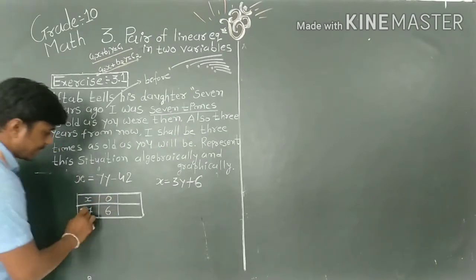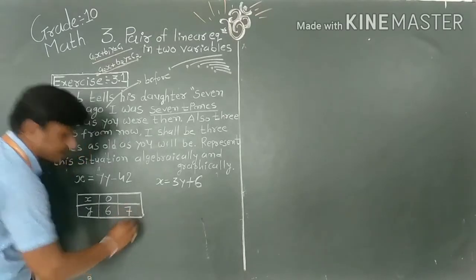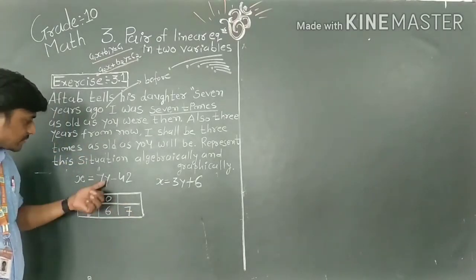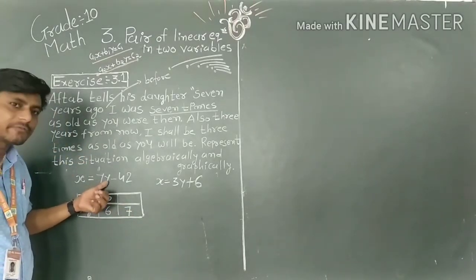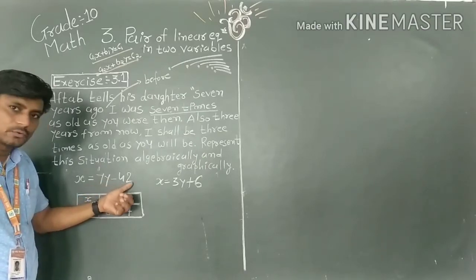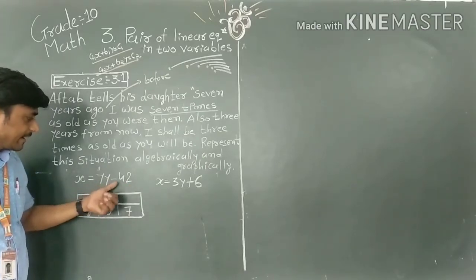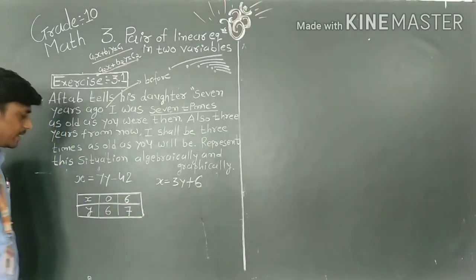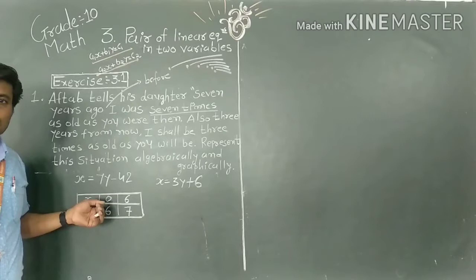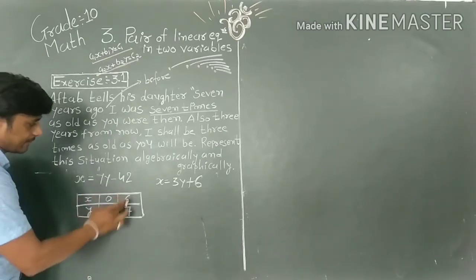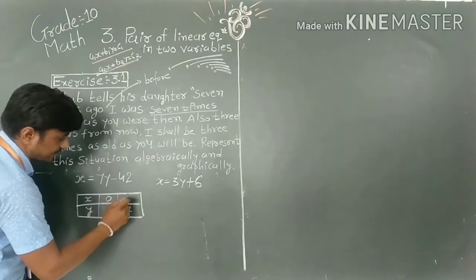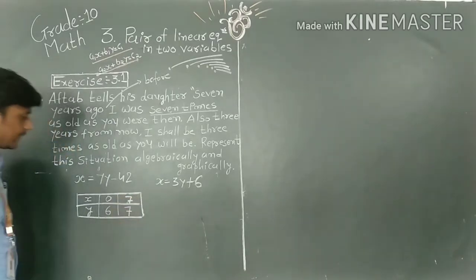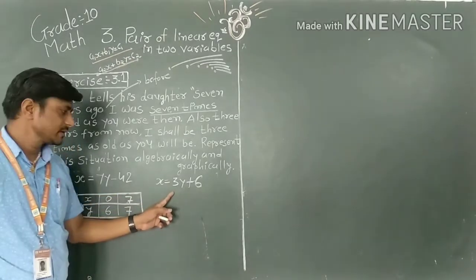Okay. Now this time we take y is equal to 7. Put y is equal to 7 here. 7 times 7 are 49, minus 42. 49 minus 42, we get 7. Sorry. You can take any point as you like. Okay. Now what about this equation?